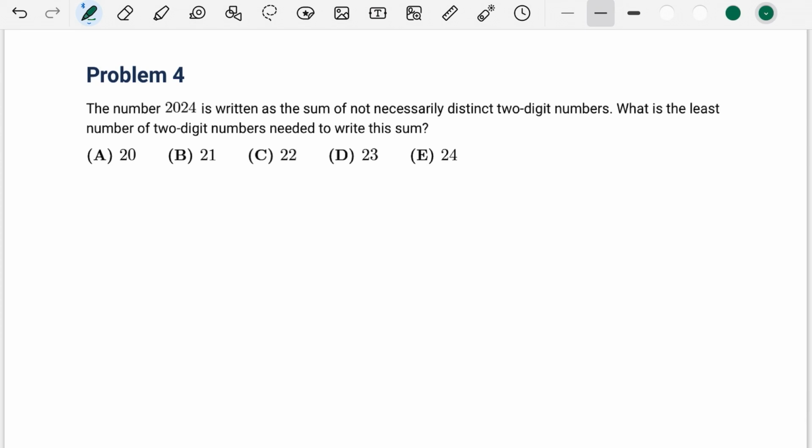Problem 4. The number 2024 is written as a sum of not necessarily distinct 2-digit numbers. What is the least number of 2-digit numbers needed to write this sum? So we know that the largest 2-digit number is 99. So we can see how many times 99 fits into the 2024.